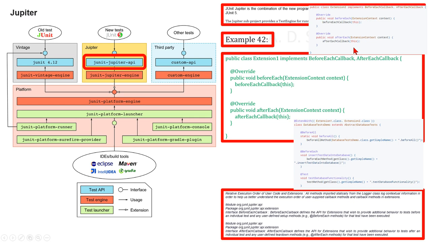Similarly, given the two extensions registered in the same order, any "after" callbacks implemented by Extension1 are guaranteed to execute after any "after" callbacks implemented by Extension2. Extension1 is therefore said to wrap Extension2. JUnit Jupiter also guarantees wrapping behavior within a class and interface hierarchy for user-supplied lifecycle methods.